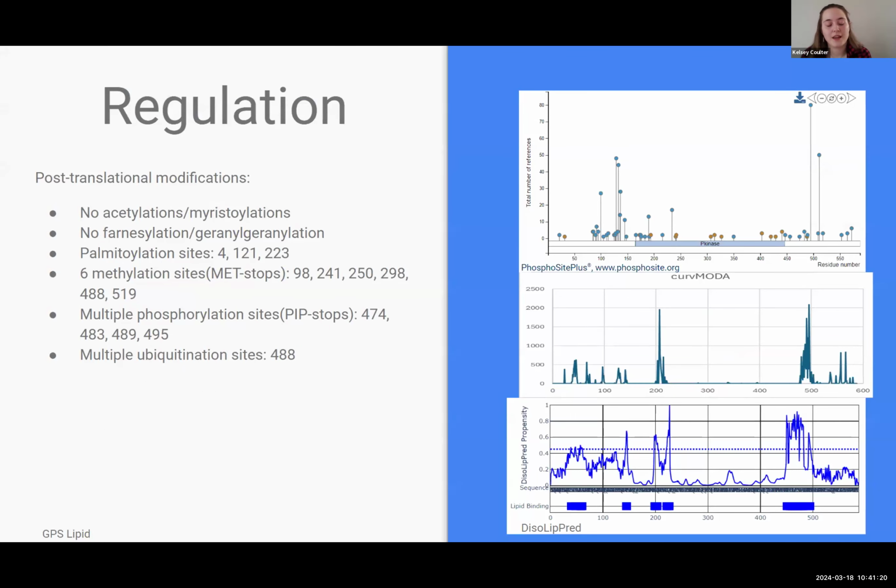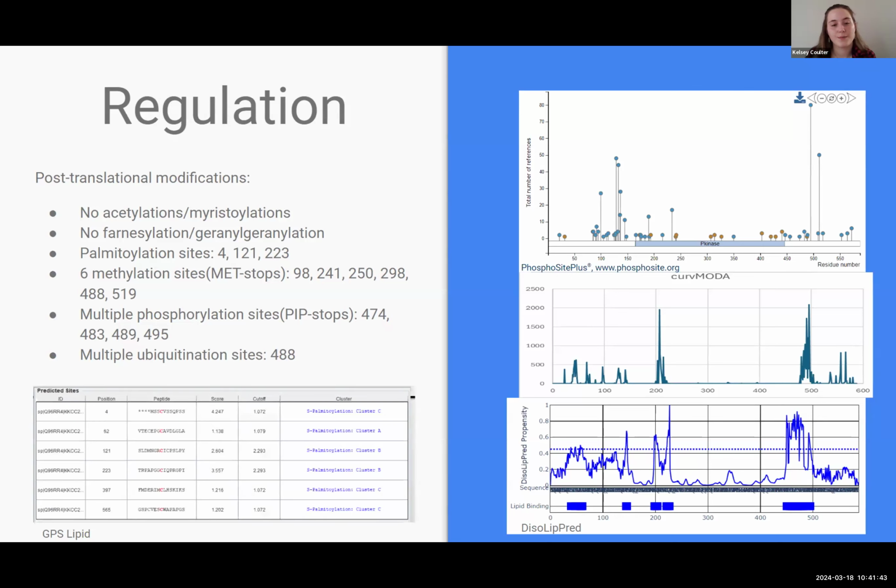As mentioned previously, CAMKK2 activity is promoted by calcium and calmodulin binding. There do not seem to be any acetylations, myristoylations, farnesylations, or geranylgeranylations on this protein. However, QPTM did identify 6 methylation sites, all of which alter lysine residues. And from GPS-Lipid, I chose 3 likely sites of palmitoylation based on the amino acid sequence and the score from that table there.